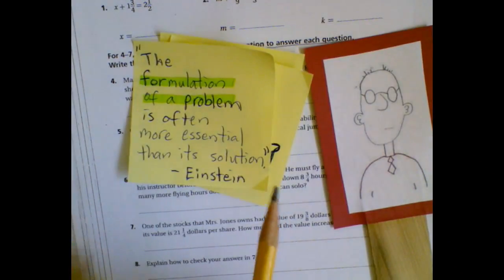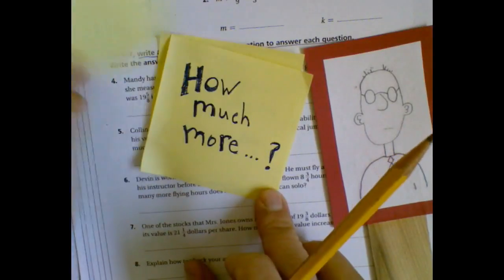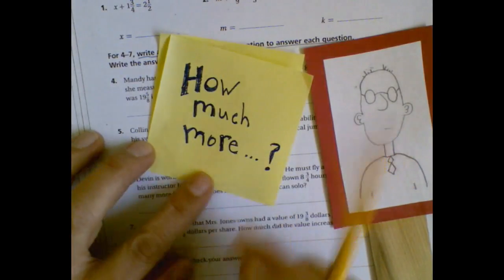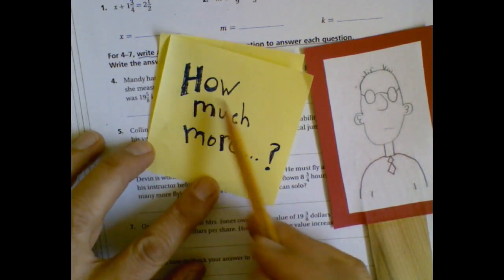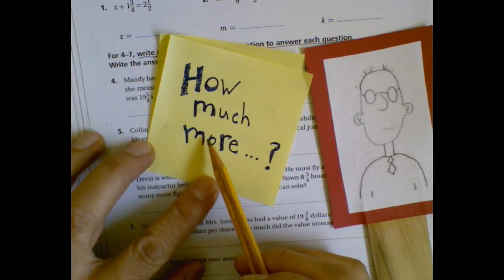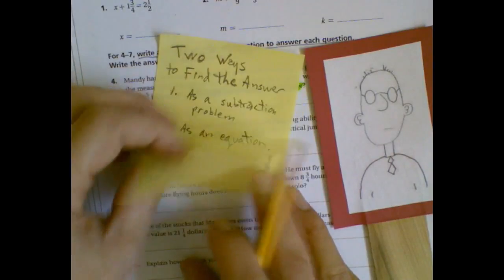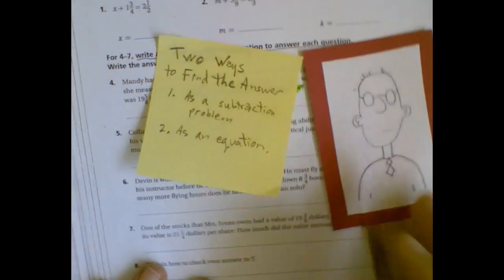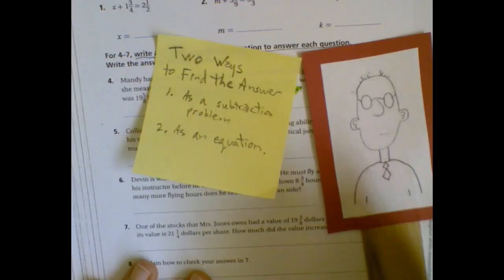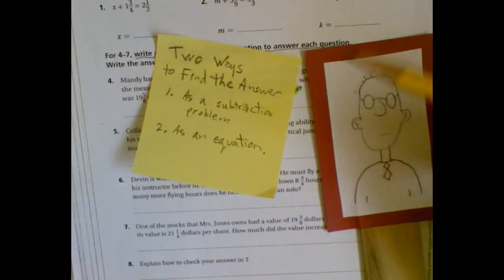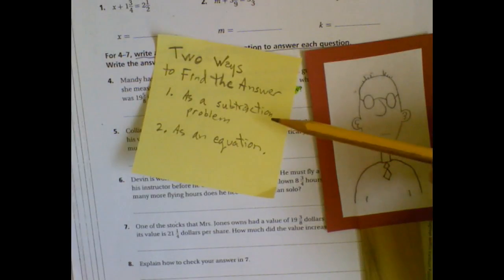And that's what we're going to be practicing today, setting up problems. We're going to be focused on some language that you often see: how much more. There's more than one way you can see this language, but we're going to focus on what it means when we say how much more. We're going to look at a problem, and we're going to take one problem in particular and set it up two ways.